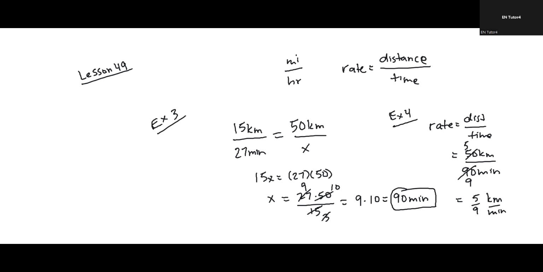All right. So that's how we do these rate problems when we've got a ratio where there's a constant rate. We can set up a ratio like this and solve it like we've done with some of our other ratio problems. All right, so let's move on to lesson 50. So I'm going to erase this 49 here. I'm going to change that to 50.